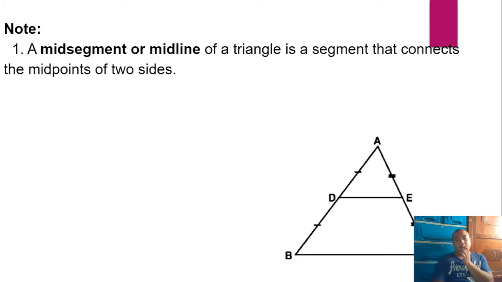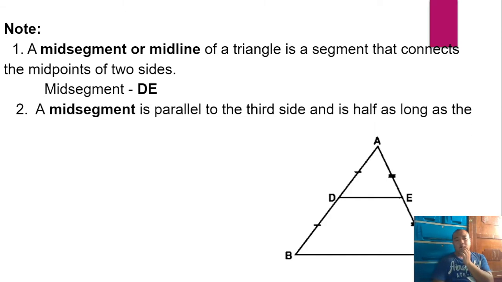Note, a mid-segment or midline of a triangle is a segment that connects the midpoints of the two sides. So DE is called the midline of the triangle. The other term for midline is mid-segment. So DE is a mid-segment. The mid-segment is parallel to the third side and is half as long as the third side BC.